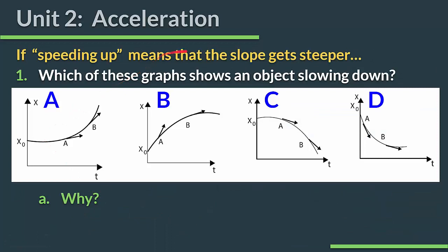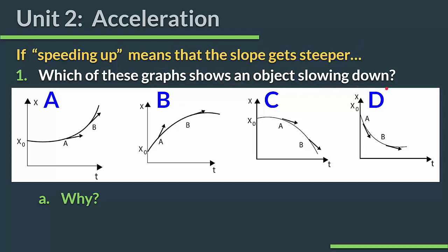All right, so if speeding up means that the slope gets steeper, then which of these graphs shows an object slowing down? I have 4 choices here, A, B, C, and D. So take a moment to look at them. Maybe even turn and talk to your neighbor. Pause the video for a second if you need to. Okay, and which one shows the object slowing down?